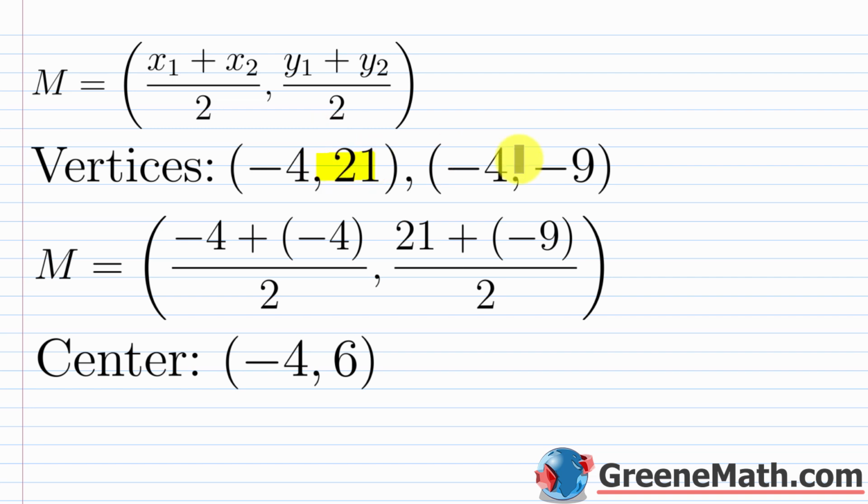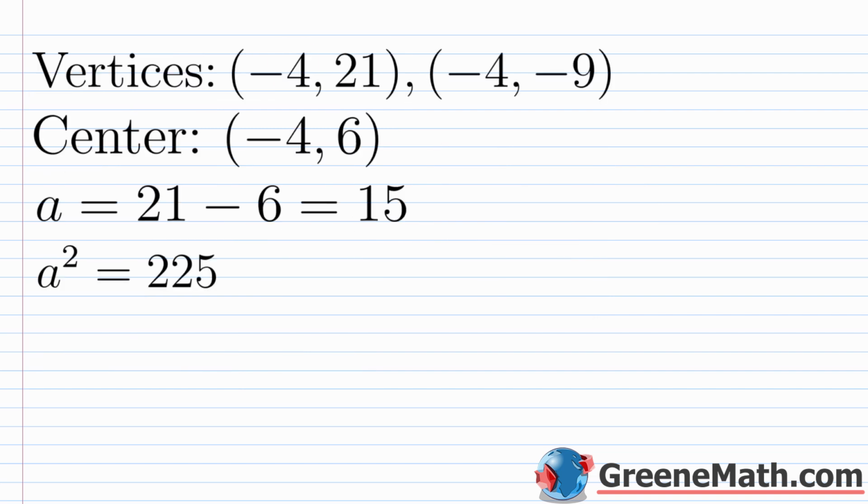Because this y coordinate is different from this y coordinate, when we move from one vertex to the other, we're moving vertically. So the transverse axis is vertical. In terms of getting the a value here, this is the same and this is the same. I want to work with the y coordinates. I'm going to do 21 minus 6. So 21 minus 6 is 15. 15 squared is 225. So a squared is 225.